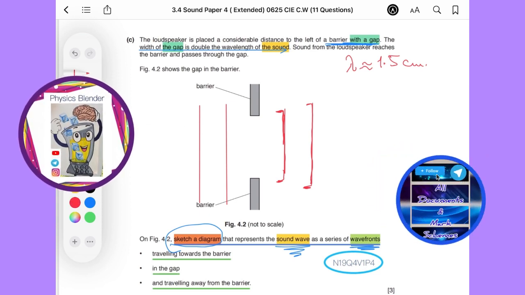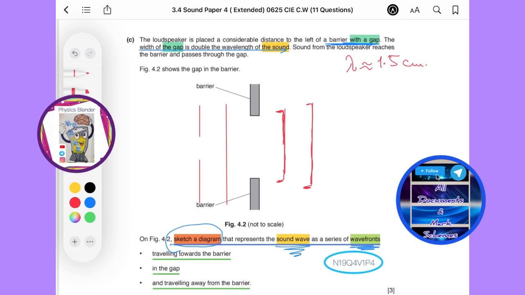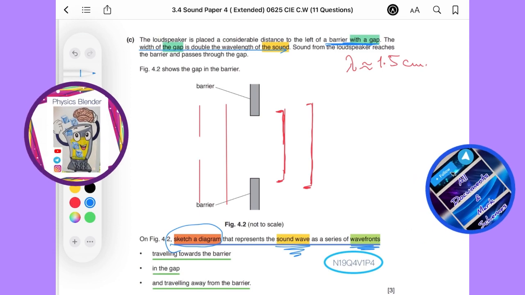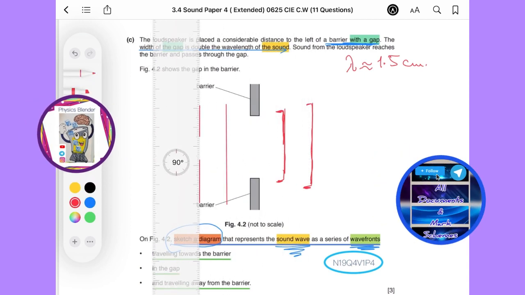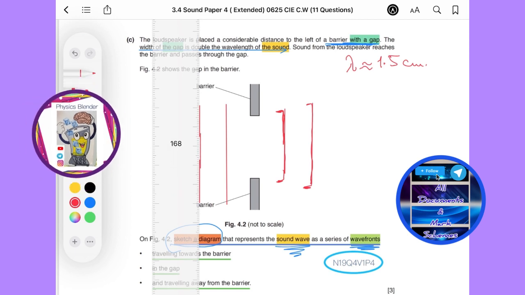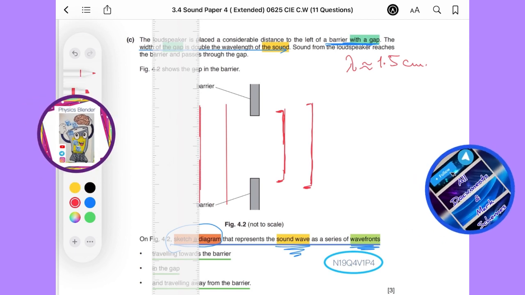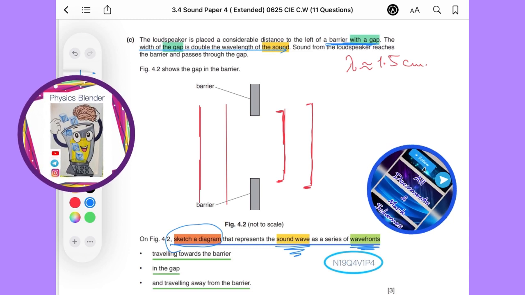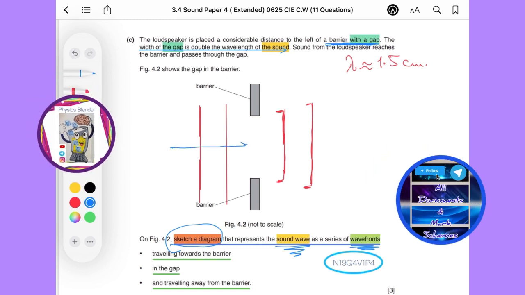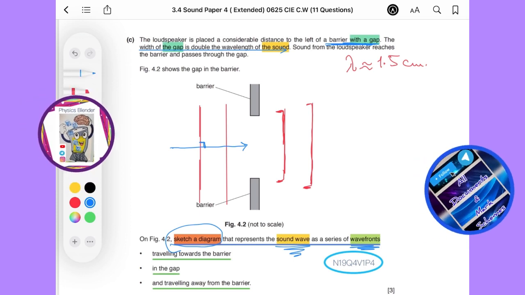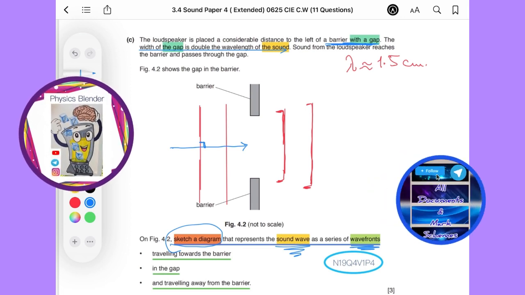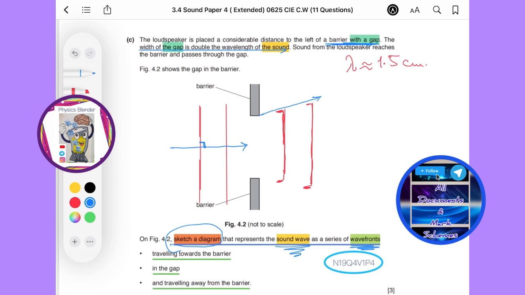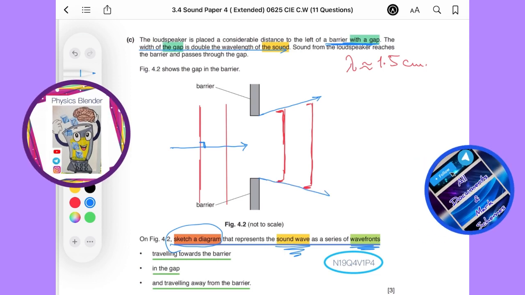So if you have here the direction of wave travel, the direction of wave travel will be in this direction. Make sure that wave fronts are at right angle to the direction of wave travel. What happens here? Slight bending at the edge, change in direction, and here we have change in direction.